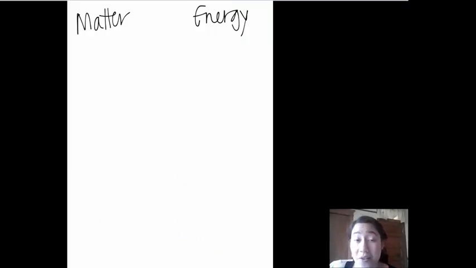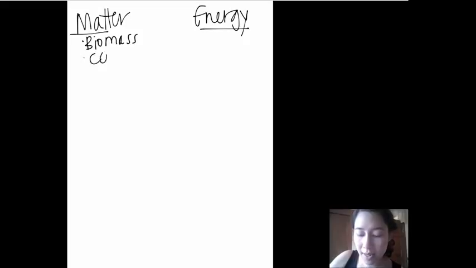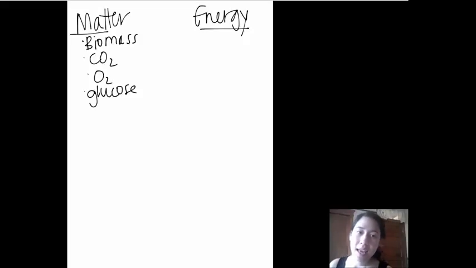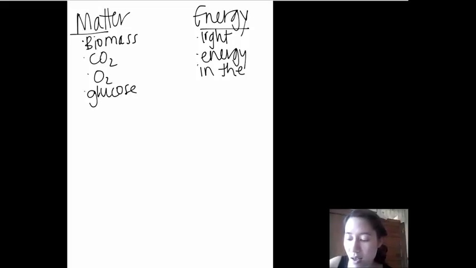The last thing I want to talk about just a little bit is the words matter and energy, because I saw these getting a little bit confused. So in our experiment, we were looking at some forms of matter or mass. So matter in our experiment was the biomass that you measured. It was the carbon dioxide, the oxygen, and any glucose that we knew was being produced in photosynthesis or used in cellular respiration because we saw the products and the reactants. Energy over here is light energy, and it's also the energy in the bonds of molecules.